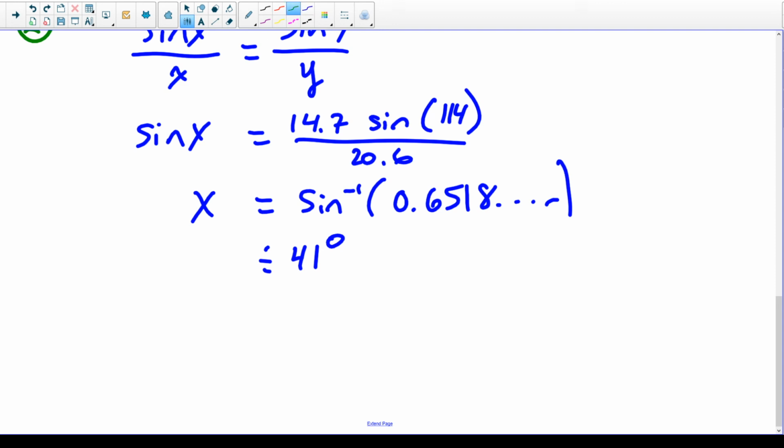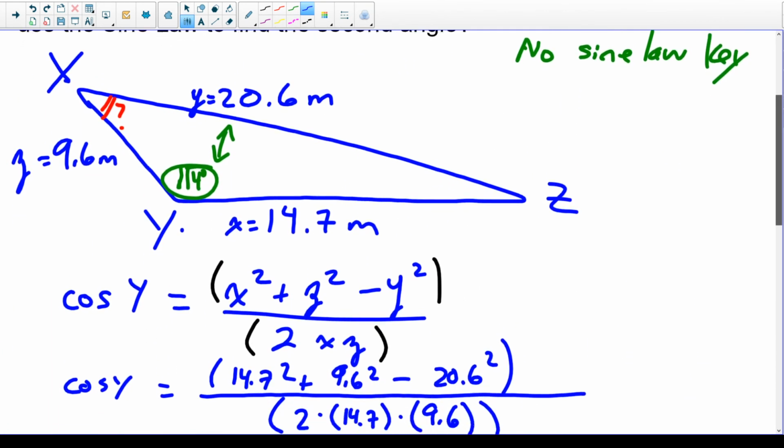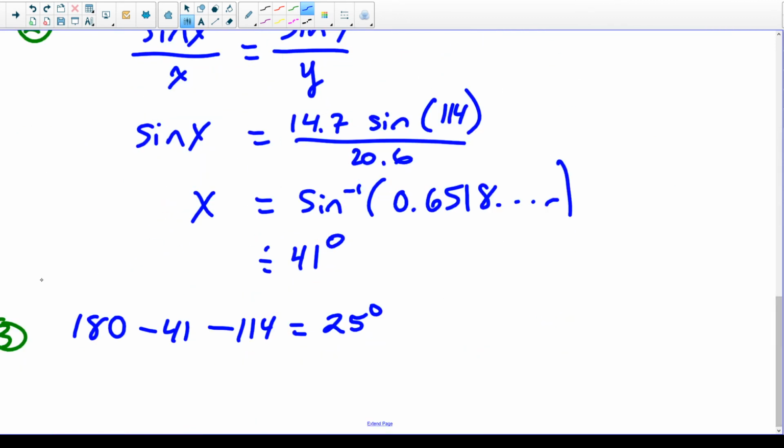And for my third step, because I'm solving the triangle, I've got to find the third angle. I'm just going to use the 180 rule. So 180 minus 41 minus 114 is going to give me my other angle. And that's giving me approximately 25 degrees. And now I've solved the triangle with no worries about the ambiguous case. Okay, so that was angle Z, which I forgot to write.